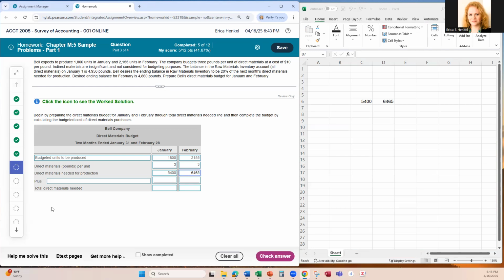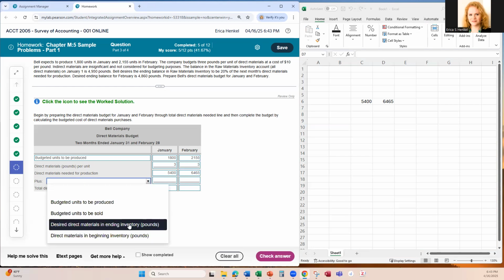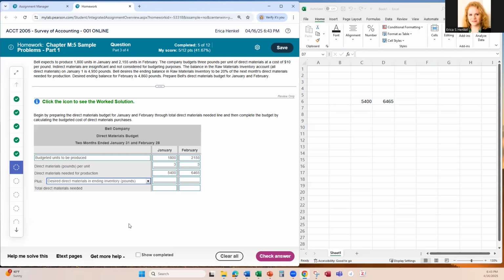Plus, we're going to add into this our desired direct materials that we want to have in our ending inventory, in terms of pounds. So let's see here. Balance in raw materials indicated is 4,950. We desire our ending balance to be 20% of the next month's direct materials. Okay, so we're going to take this one, multiply it times 0.2, and that gets us to 1,293 that we want to have here.